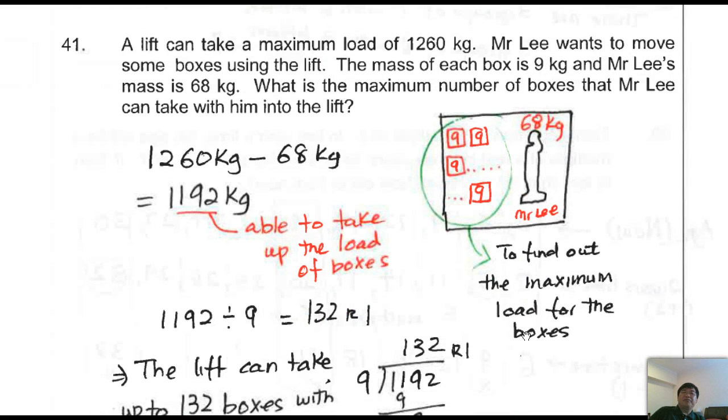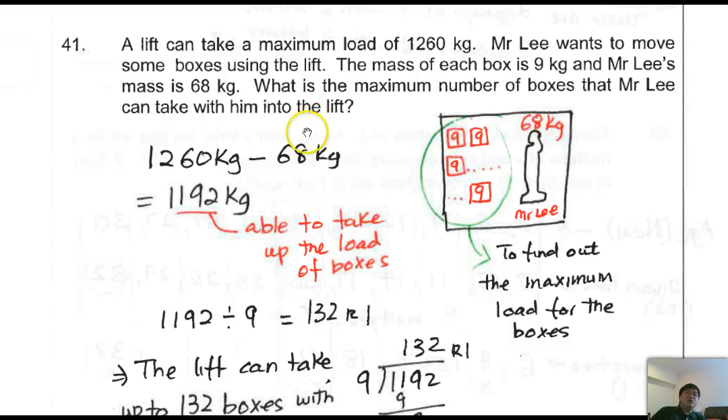Next, 41. A lift, this whole thing is a lift, can take a maximum load of 1260 kilograms. This includes Mr. Lee, who is 68 kilograms, and these boxes over here, each box is 9 kilograms. So how many boxes there are, we do not know. They were asking what is the maximum number of boxes of 9 kilograms each that Mr. Lee and himself can take into the lift.